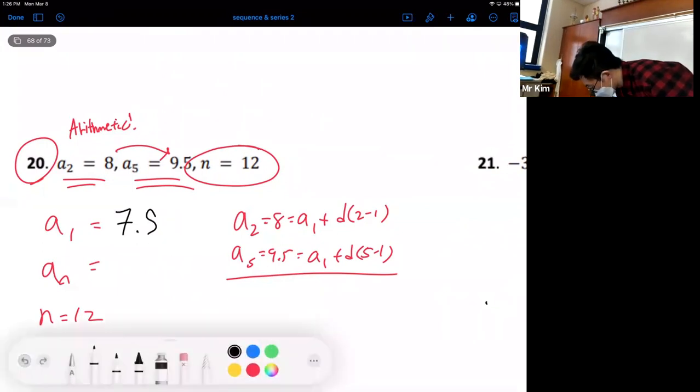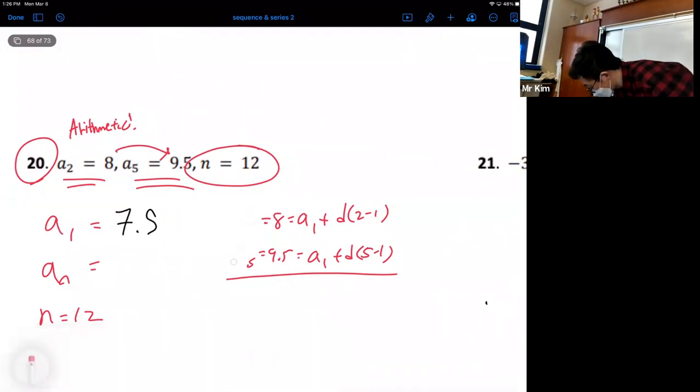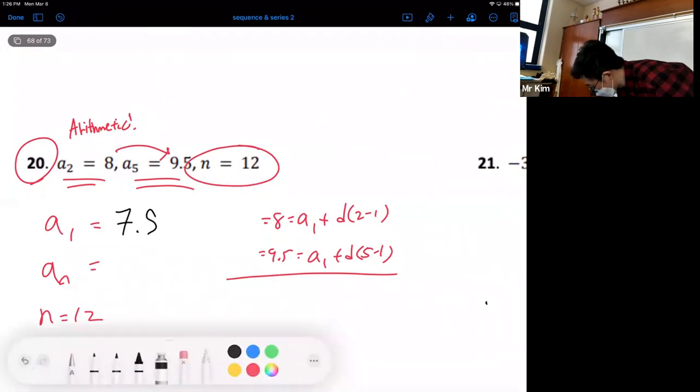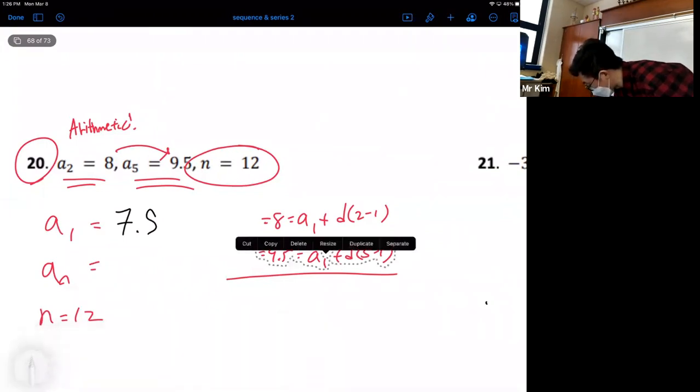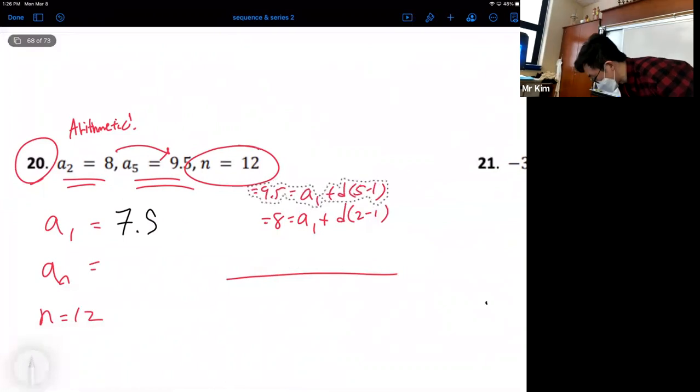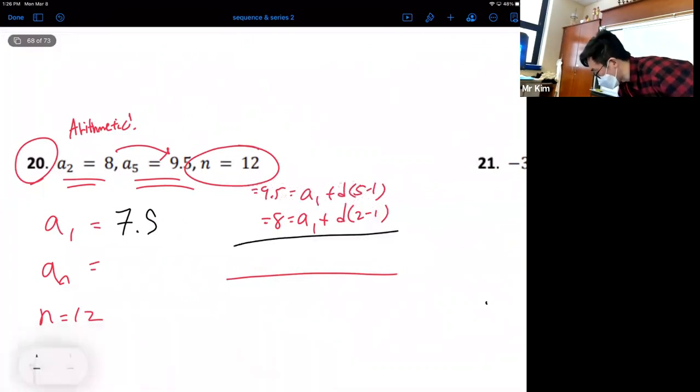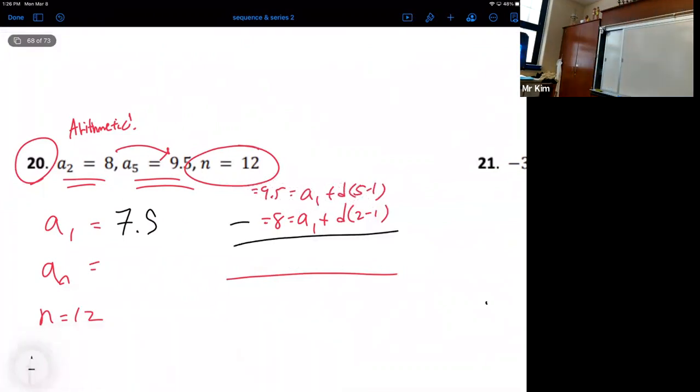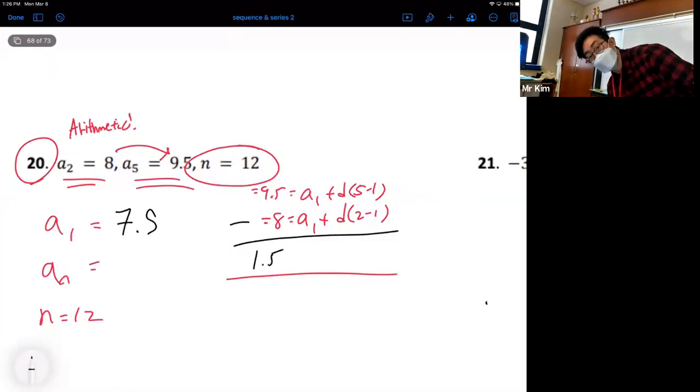So I'm going to erase this 2. And then I just like having the higher number at the top like this. So that's what I'm going to do. Now, if you take a look, if I subtract from top to bottom, do you see 9.5 minus 8? What happens to a sub 1s?